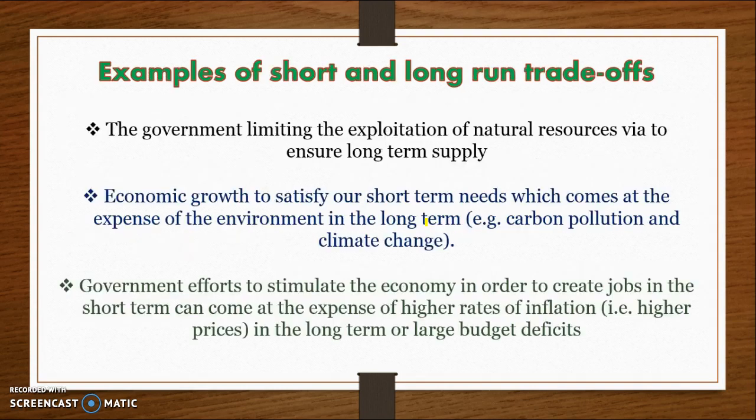So other examples of short and long run trade-offs: the government reducing their exploitation of natural resources. By the government having things like a carbon tax or subsidising clean energy or reducing how much they're exploiting the environment, that can have the long-term benefit for supply because we protect our agricultural resources. It's going to be good for tourism because we don't hurt the Great Barrier Reef and things like that.